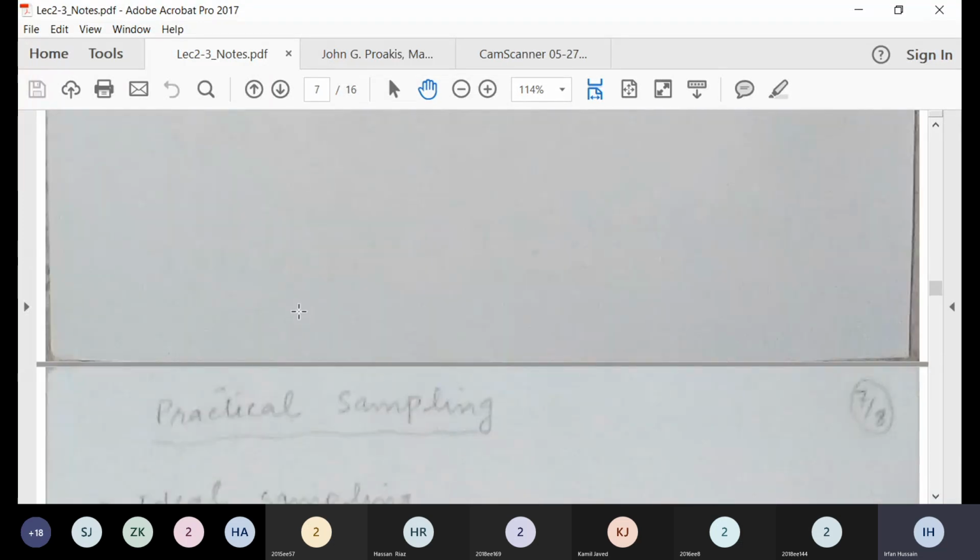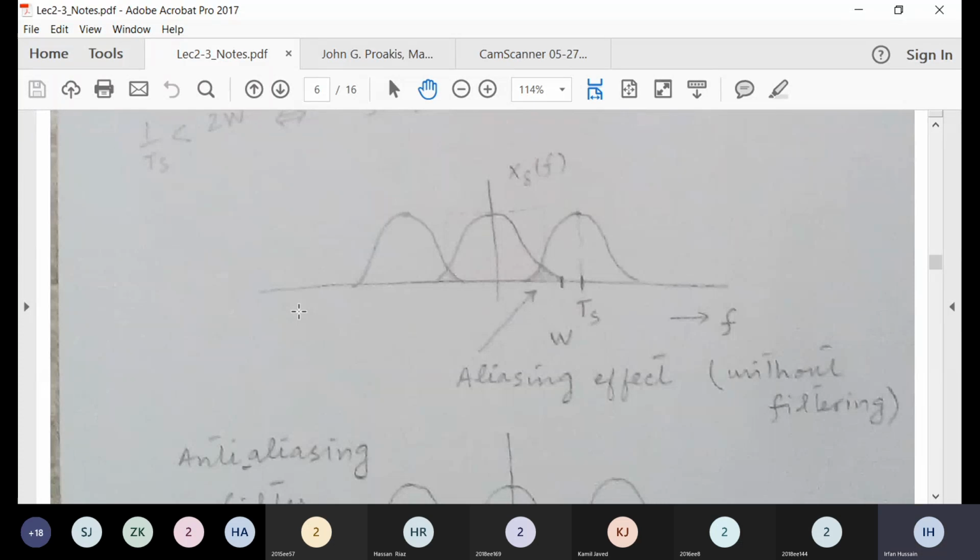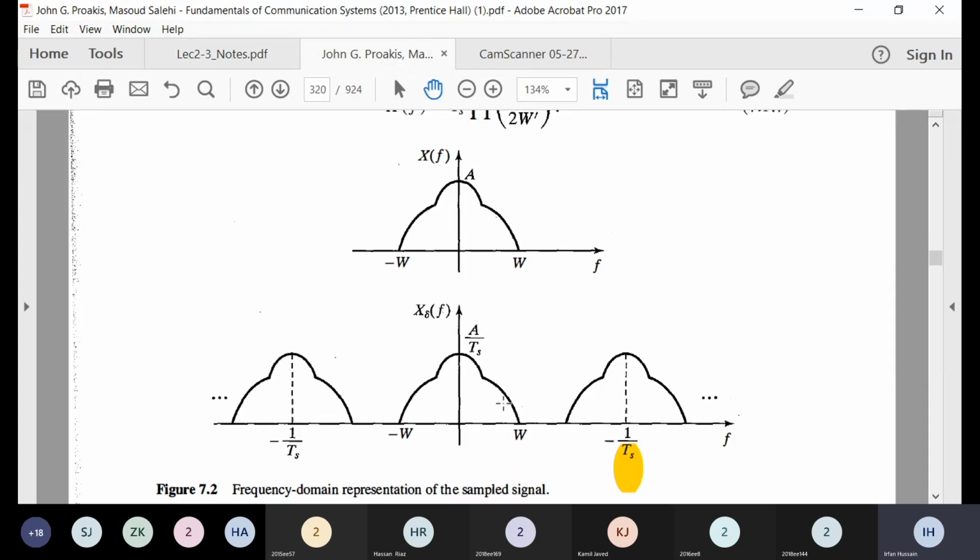You can also see this: if your Ts is not less than or equal to 1 over 2W, or you can say fs is not greater than or equal to 2W, then some portion will be coming beneath or behind, hence interference. Hence you won't be able to get back your original signal. To get back your original signal, you must satisfy the Nyquist criteria.